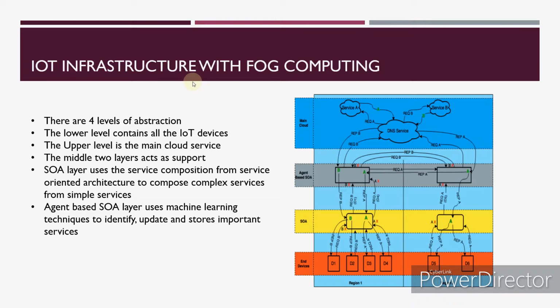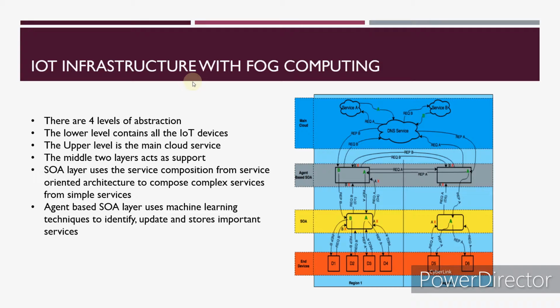So the second layer, the second lowest layer, which is the SOA layer or service oriented architecture layer, uses service composition to compose complex services from simple services. For example, let's say one of the IoT devices is asking for weather updates. Weather is a service, and it's made of very simple services: one can be the humidity service, second the temperature service, third the UV index, which can be used in other services too. So the SOA combines all those three services into one and feeds it back to the IoT device.